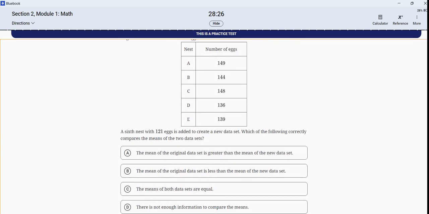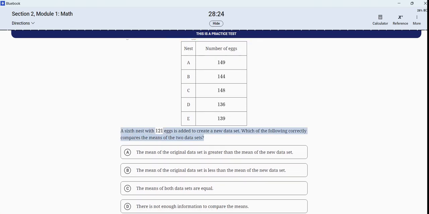So this one, I recommend just reading the question first. A 6-nest with 121 eggs is added to create a new data set. Which of the following correctly compares the means of the two data sets? So the mean of the original data set should be higher because 121 will lower the mean. So A is the right answer.